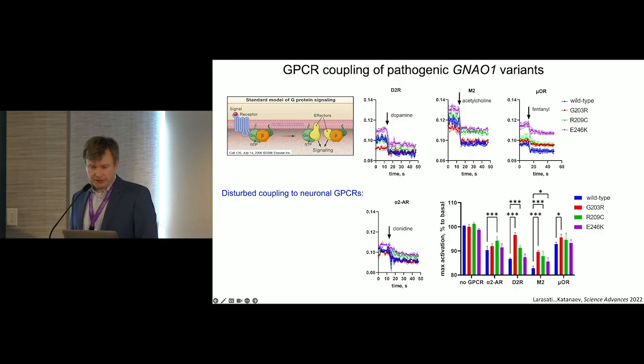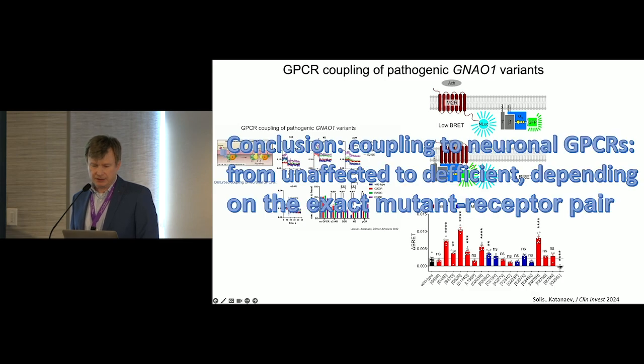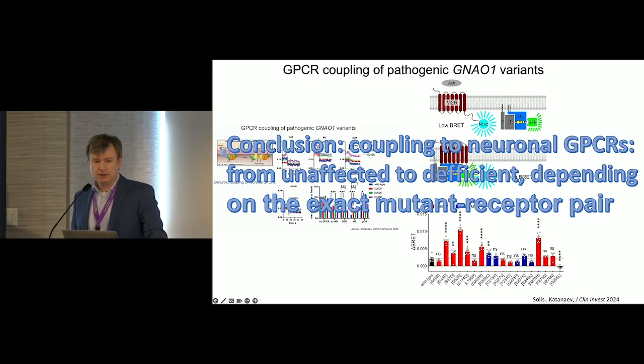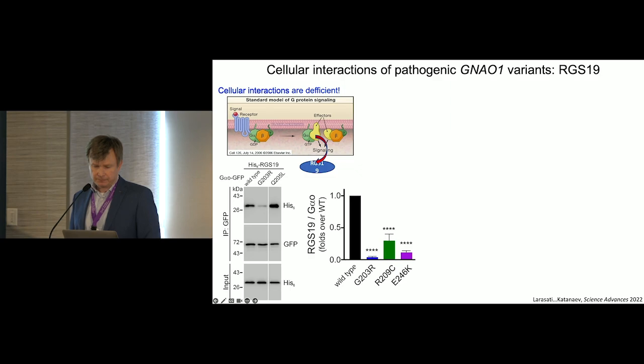We have also studied how these mutants couple to GPCRs, using actually two independent assays. And these studies show that different mutants couple to the neuronal GPCRs to an extent which is reduced in a different manner, depending on which GPCR you study and which mutant you look at. So some interactions, couplings, can be very much defective, others are more or less at the wild type levels.